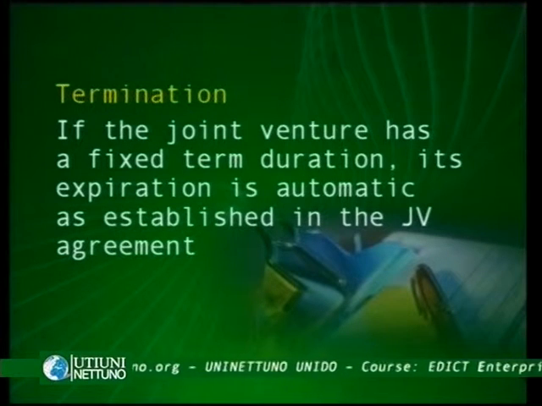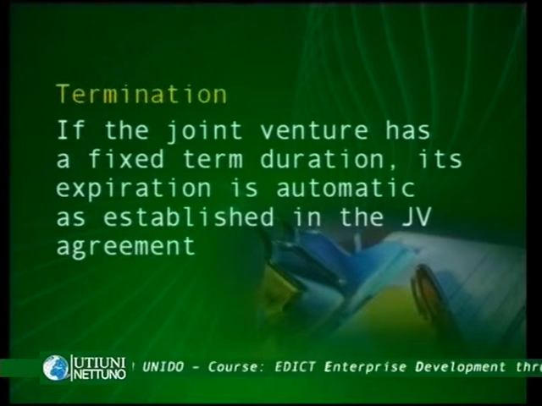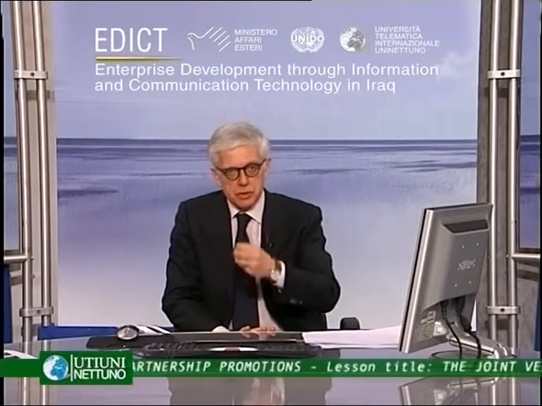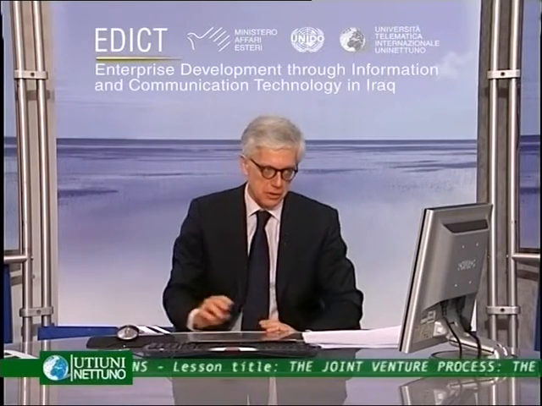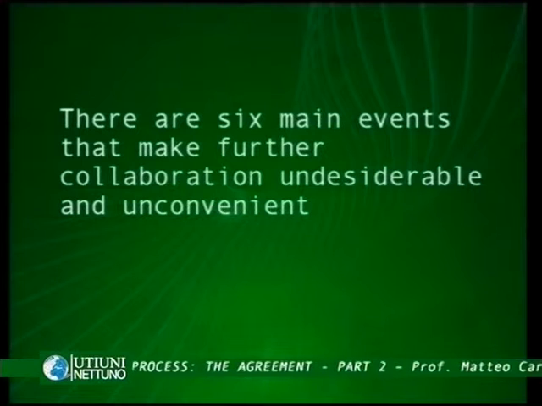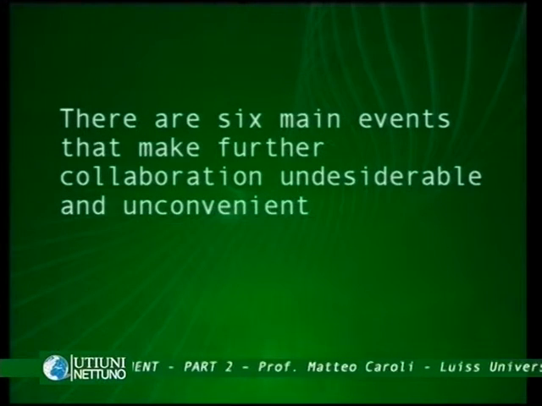Termination. If the joint venture has a fixed term duration, its expiration is automatic as established in the joint venture agreement. So it's quite automatic. If the joint venture has indefinite duration, the parties have to agree on the possibility to terminate the joint venture in appropriate termination provisions. So it is important that parties agree on the conditions, the situations in which the joint venture is terminated. There are 6 main events that make further collaboration undesirable and inconvenient, and so that make the termination convenient for the parties.